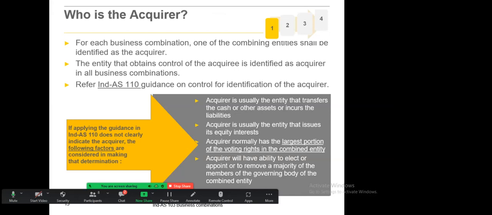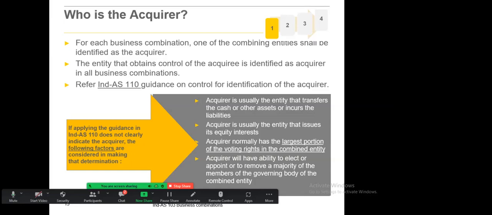That investor has potential voting rights. That party has the right to make any kind of big decision in the company. So basis all these things, we can say that the acquirer will be the person who is holding the control in the acquiree. That person will be called your acquirer.